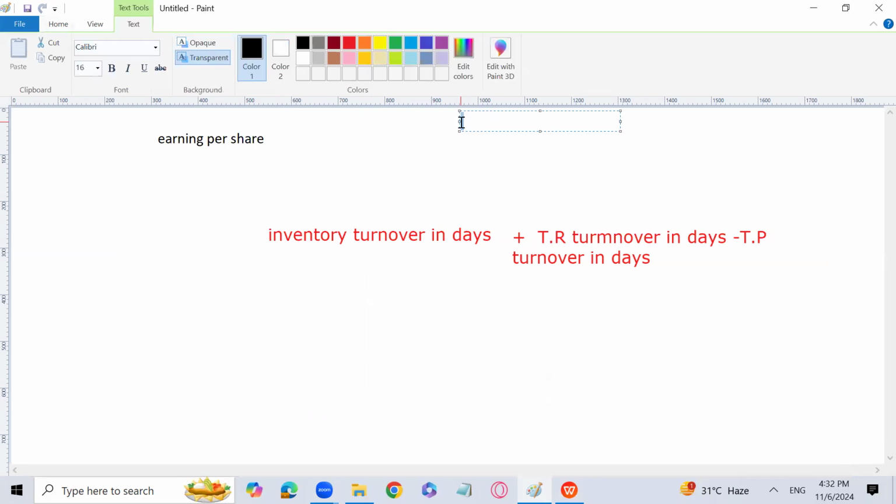Earning per share means how much earning you are getting from the business on each share. Whatever profit you are earning from the business, what is the earning you are having on each share. The formula for this is profit divided by number of ordinary shares, or number of shares, because all shares are going to be ordinary shares. Profit for the year divided by number of ordinary shares.